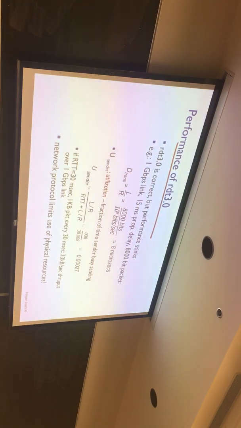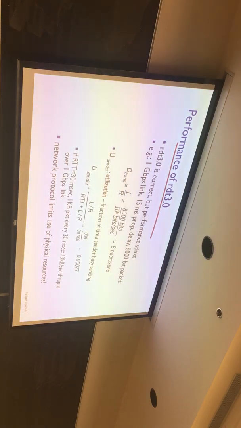So we can calculate that. Let's say you have a 1 gigabit link. There's only 15-millisecond propagation delay. And then you've got an 8,000-bit packet to send. If you remember from the first chapter, we can calculate the transmission delay here. Just take the size of the packet divided by the bandwidth. It takes only 8 microseconds to send that packet from the sender to the receiver.